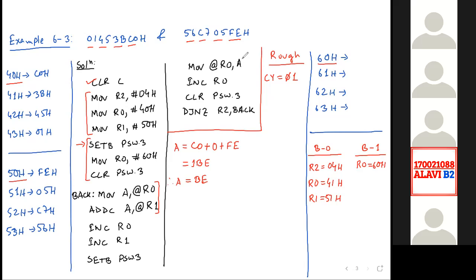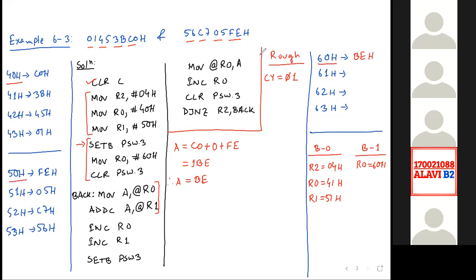B will be stored in 60H. Exactly. So what is happening? Move at the rate R0, A. So we'll go to R0. If you remember, we have just moved to bank 1. We'll go to bank 1. We see R0 contains 60H. We will go to that particular location 60H, and whatever is the content of accumulator will be moved to R0. You can see the content of accumulator is BE. So BE will be moved to 60H.